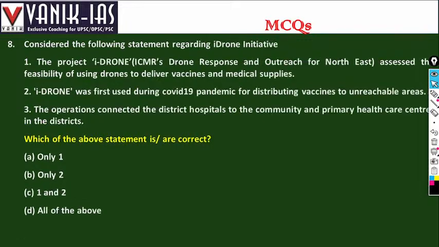About the i-Drone initiative, the concept of i-Drone, ICMR's Drone Response and Outreach for the Northeast, started with the feasibility of using drones to deliver vaccines and medical supplies. During the pandemic, okay, this is right. i-Drone was first used during the COVID-19 pandemic for distributing vaccines to unreachable areas. The operation connected the district hospital to the community and primary healthcare centers in the district. So all of these are correct in question number 8.